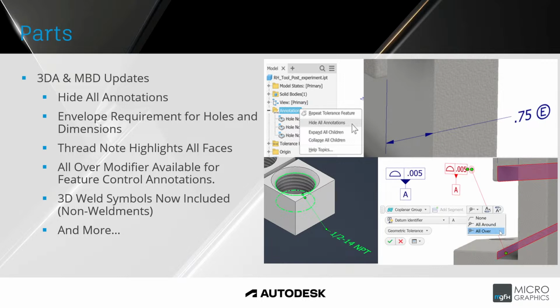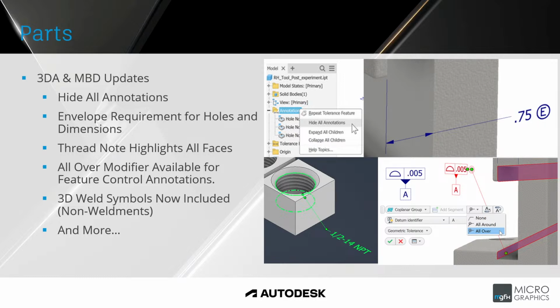Then we have an all over modifier, which is now available within feature control frame annotations. So we see that image there on the bottom right. We've got that feature control frame annotation and the ability to add an all over requirement to that frame.